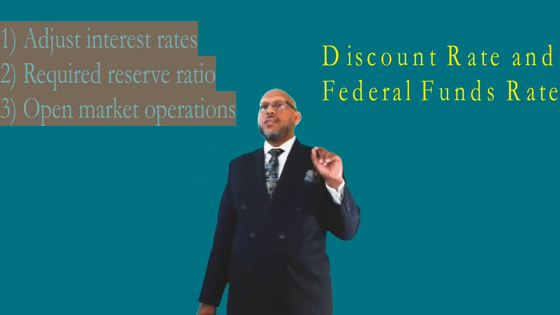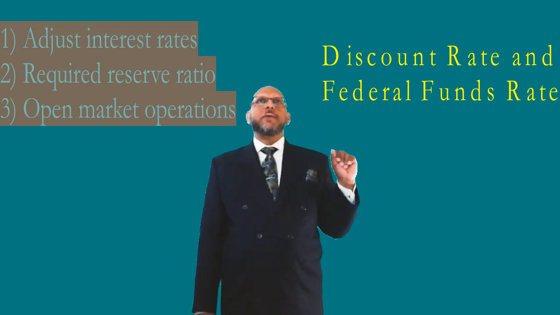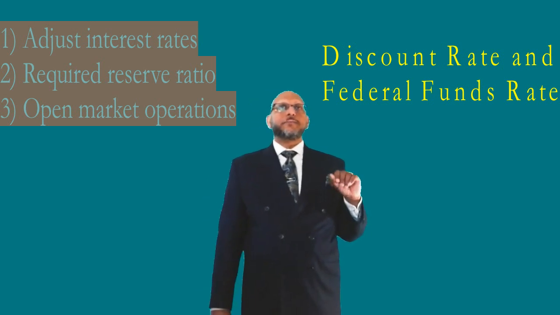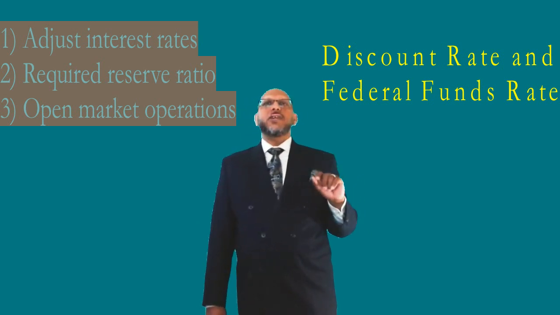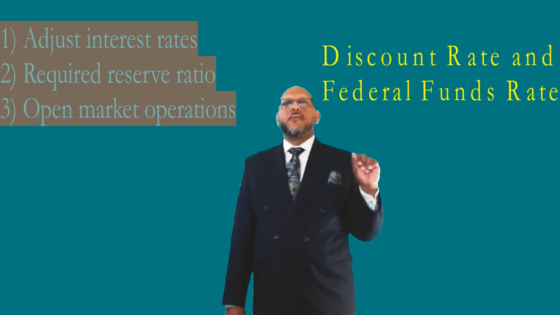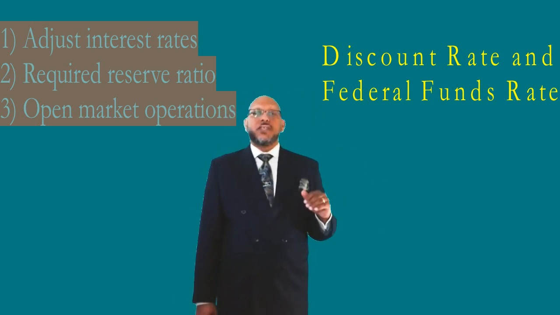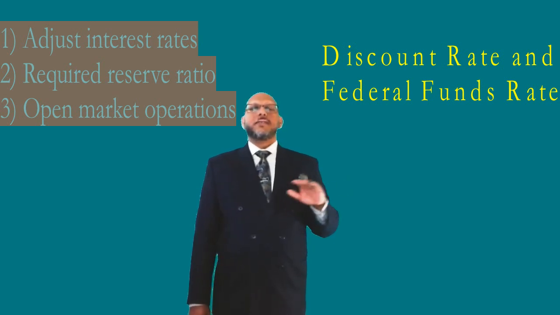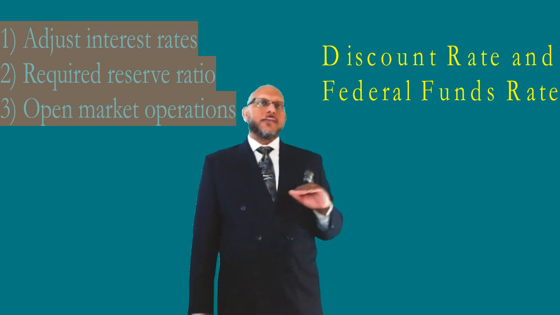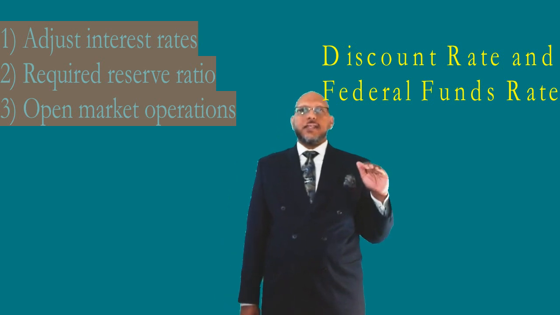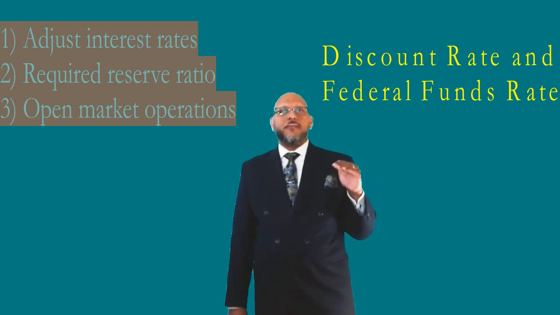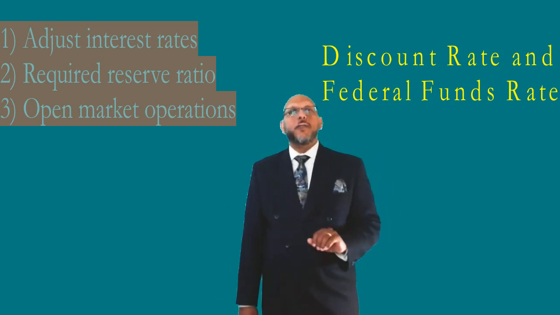In the last year or so, since the beginning of 2020, the Federal Reserve has kept the discount rate as close to zero as possible. It's called the zero lower bound. There is no way that in the United States the interest rate that the Federal Reserve is going to charge is going to go lower than zero.